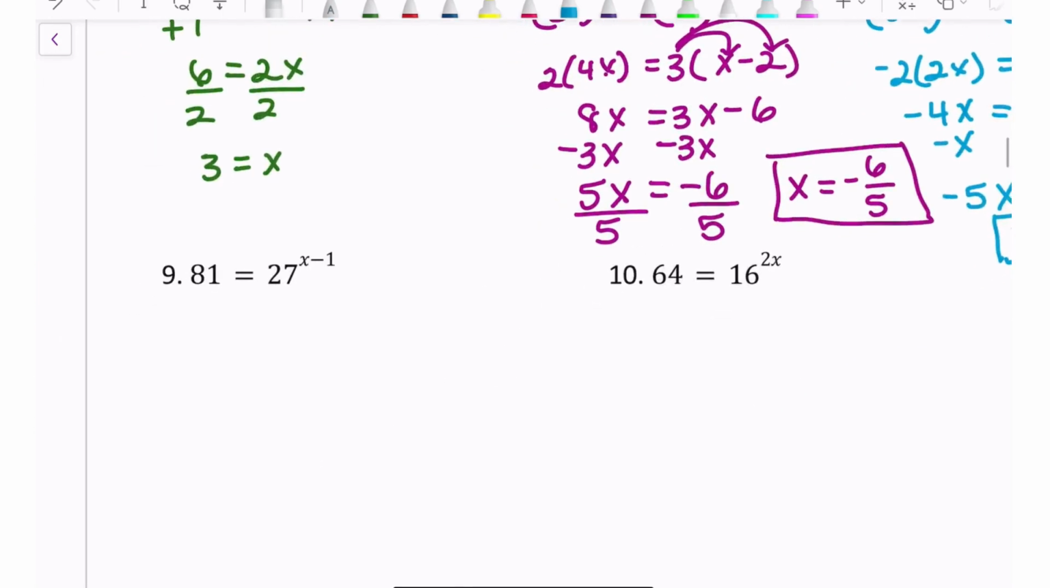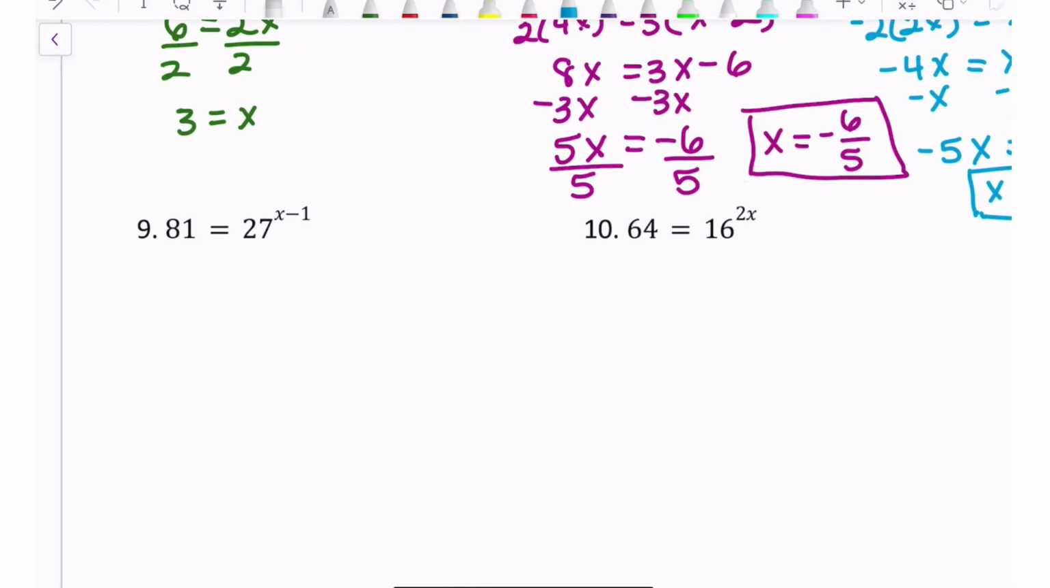All right, 2 more. 81. When I see 81, I think 9 squared. So I'm going to think, okay, can I raise 9 to something to get 27? And I can't. So when I see 27, I think 3 to the 3rd. And so I'm going to just guess and check and see 3 to the 4th in my calculator. Well, that's 81.